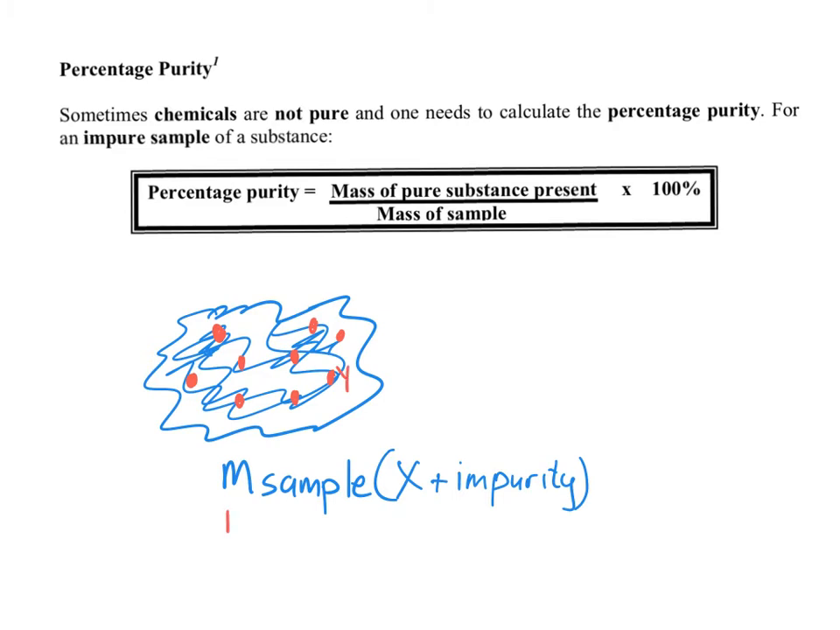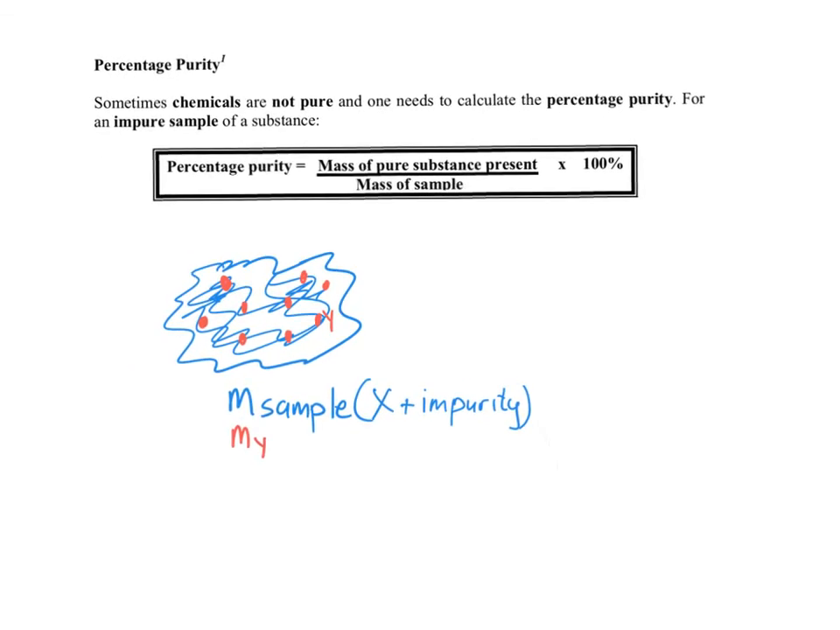Then the mass of Y would be My, and the mass of X would be the mass of the sample minus the mass of Y. So obviously there's an impurity in here, so it's not a pure sample.